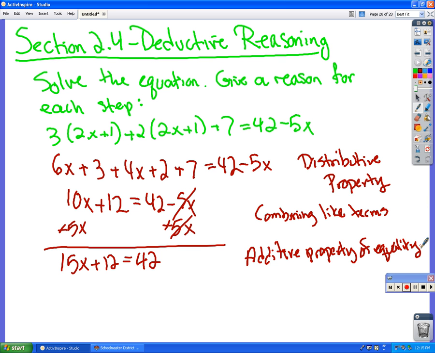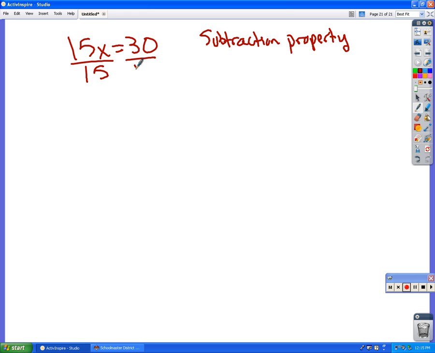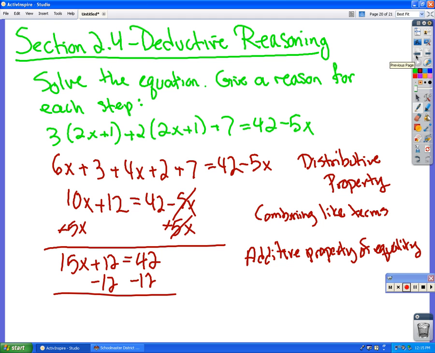What do we do next? Subtract 12 from both sides. So let me put this on the other page. That's going to leave us with 15x equals 30. And what's the property there? Subtraction property. Same thing. Okay, where if we subtract the same thing from both sides, we still end up with a true statement. And then the last thing we get is divide by 15. So we find out that x equals 2, okay? And we know that that is 100% correct because every step of the way along the process we were able to give a justification for why we got from one step to the other, okay?